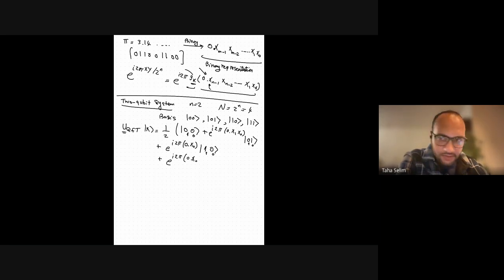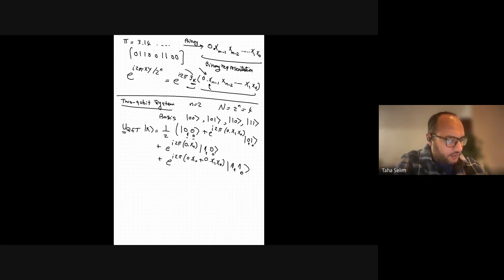Zero point x zero plus 0.x1 x0 times ket 1. So what's happening here? I have 2 qubits. I'm now loading them on the binary. If I expand the expression of the Fourier transform, I end up with this one, the one that we derived. You can find it also in Wikipedia. So we expand it like this.